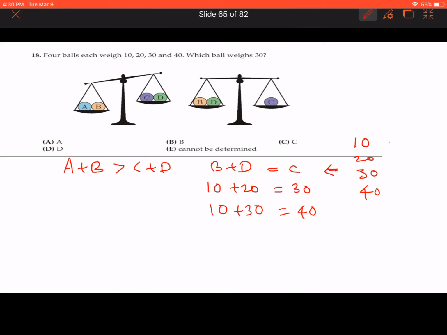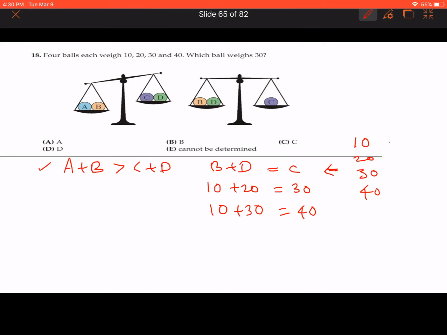So the combination is 10, 20 on one pan and 30 as the C, or 10, 30 on one pan and 40 as the C. So these will be the possibilities, right? Now we have to check what's going to happen. So we just use this in the left hand side of the first equation.